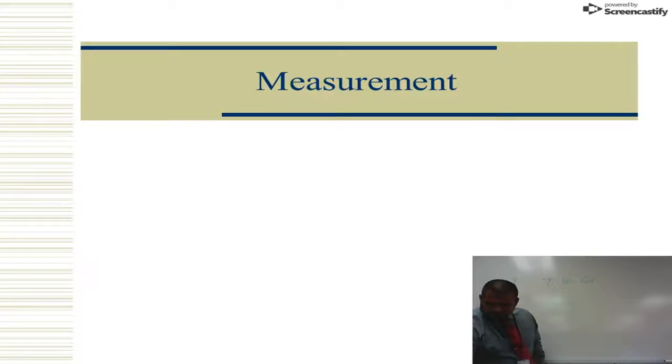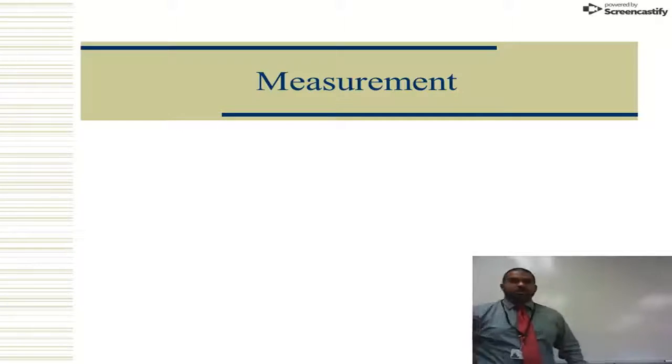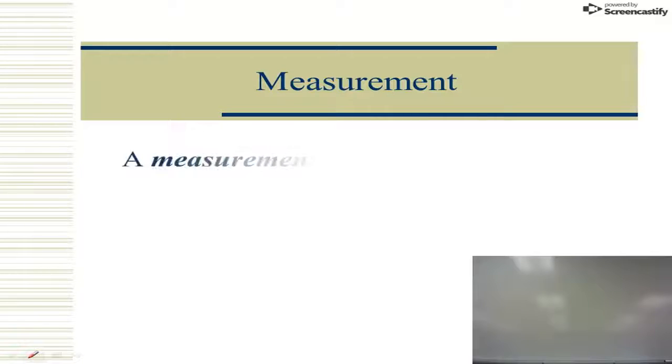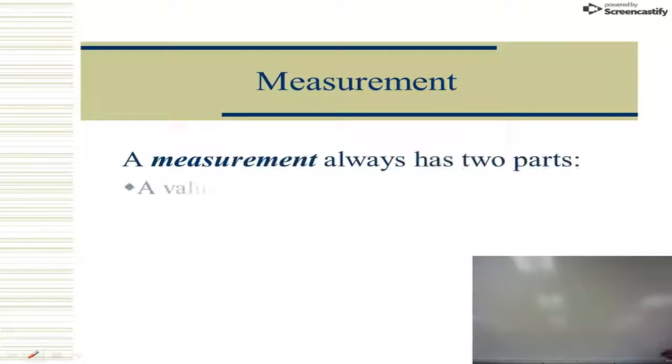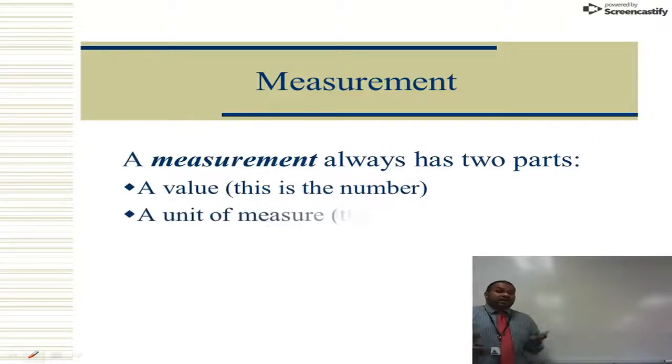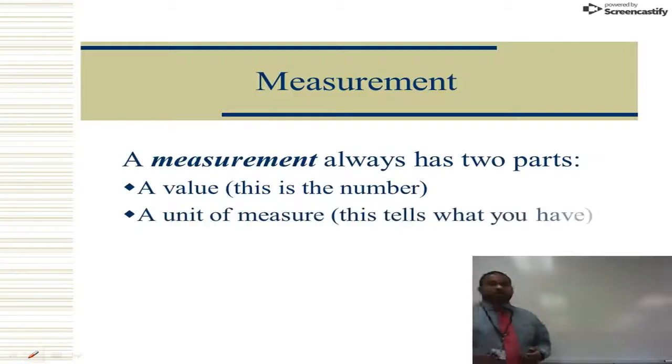So why am I babbling on about numbers? Well, the thing is, when you are measuring things, you must include units. Do this. The measurement always has 2 parts. You have the value. That's the 7 part that I was talking about.